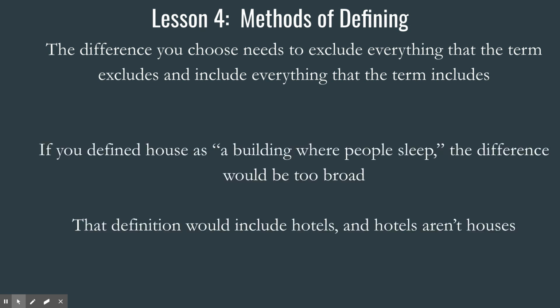The difference needs to exclude everything the term excludes and include everything that the term includes. So if I said a backpack is a red bag that you wear on your back, what have I excluded? Any other color bag. Any other color backpack. My backpack is black. But if I define backpack as a red bag that you wear on your back, I've made my definition too narrow. If I define backpack as a bag that can carry school supplies, I've made my definition way too broad. So we want it to be narrow enough to have only what needs to be in there, but not so narrow that it's not helpful anymore.